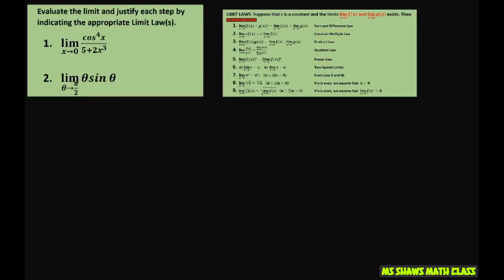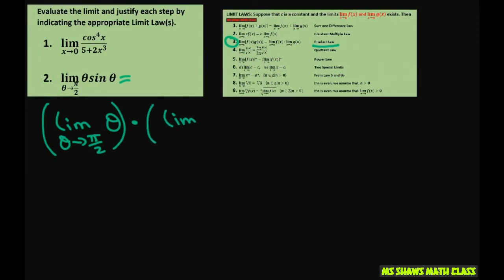All right, the next one. For this one, we're going to first use the product law, which is number 3. So we're going to split this up and write the limit as theta approaches pi divided by 2 of theta times, let's put this in parentheses, the limit as theta approaches pi divided by 2 of sine of theta. All right, and that was just using number 3.